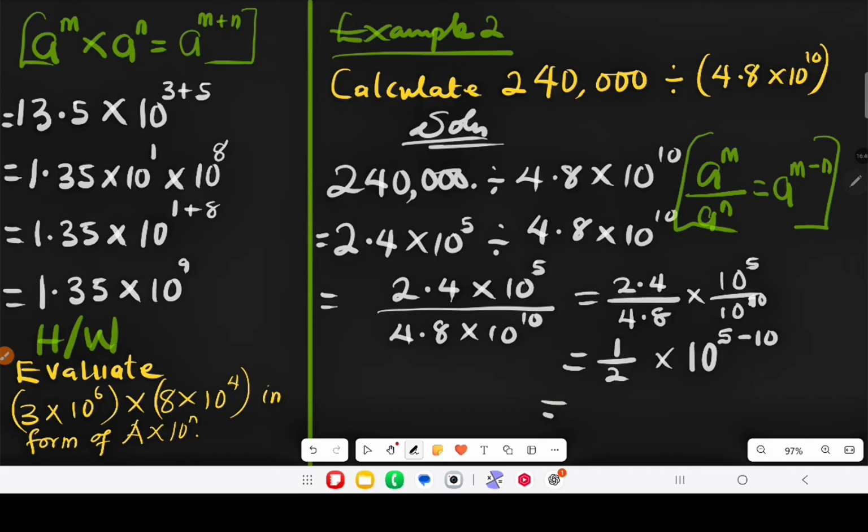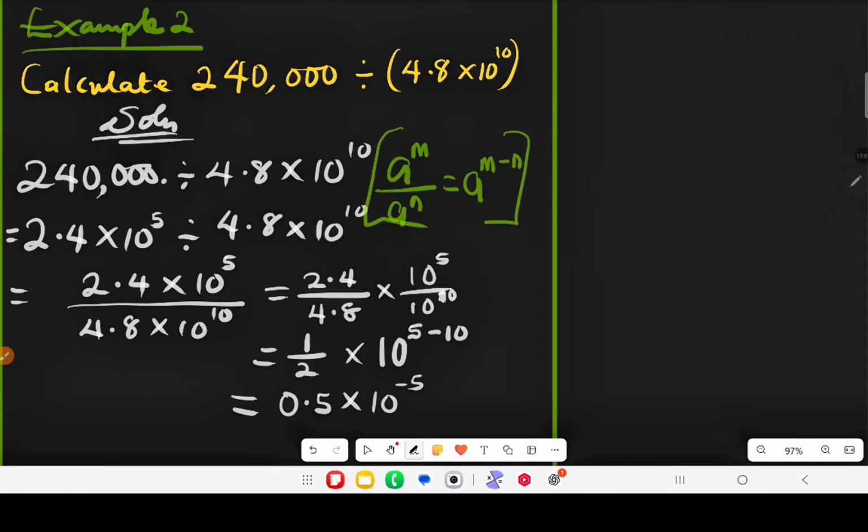If we continue, we can change 1 over 2 to decimal. If we change 1 over 2 to decimal, it becomes 0.5 times 10 raised to the power of minus 5, because 5 minus 10 gives us minus 5. Then we look at this expression. 0.5 is not in standard form because it's a number less than 1, and the rule says that standard form must be a number between 1 and 10.